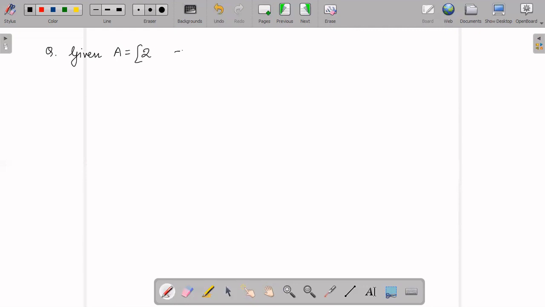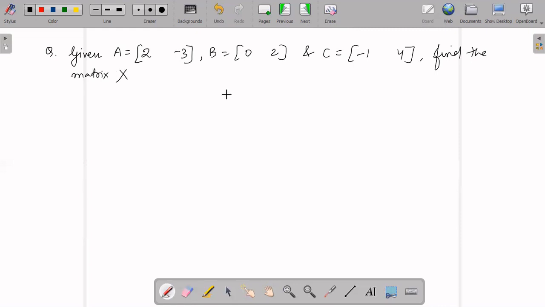Matrix A is 2 minus 3. A matrix तुम्हें दिया हुआ है, B is 0 2, matrix B भी दिया हुआ है, and C भी दिया हुआ है, matrix C is minus 1 4. Now find the matrix X. हमें पूरा का पूरा एक मैट्रिक्स ही निकालना है, X is the matrix in the following equation: X plus B is equal to C minus A.